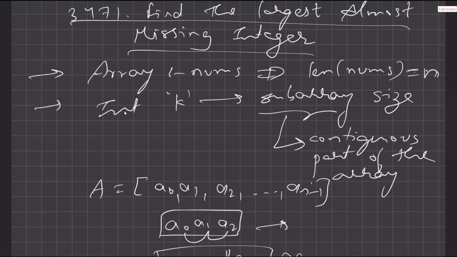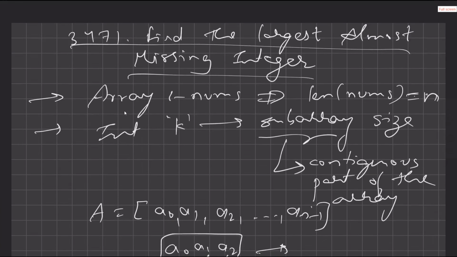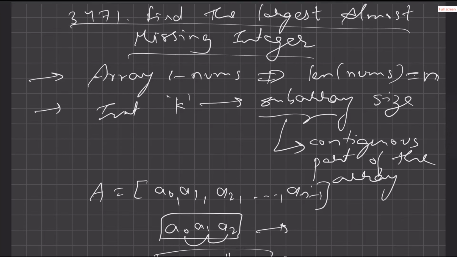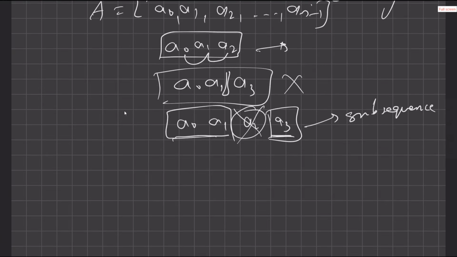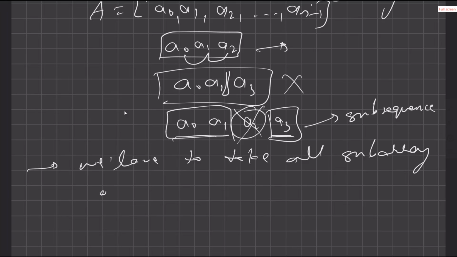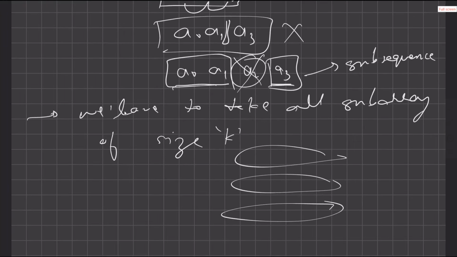They'll give an array nums of length n, and an integer k, which is basically the subarray size. Now what they've asked is that we have to take all subarrays of size k. Among all these subarrays, whichever element has occurred in only one particular subarray, that we need to return.